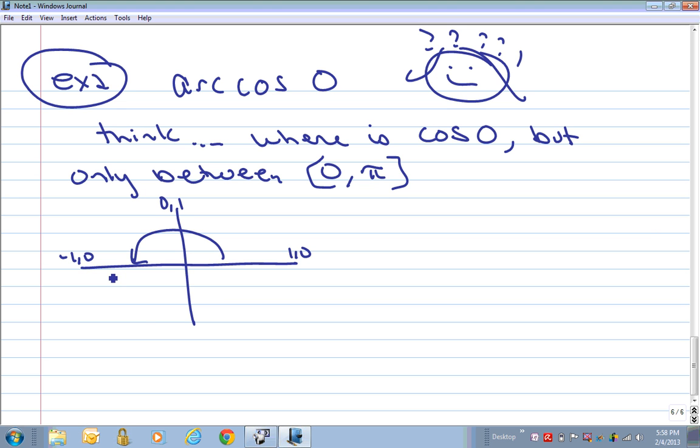All right, cosine is 0 right here. You know that's our cosine value. And the radian measure where it's 0 is pi over 2. So cosine is 0 at pi over 2.